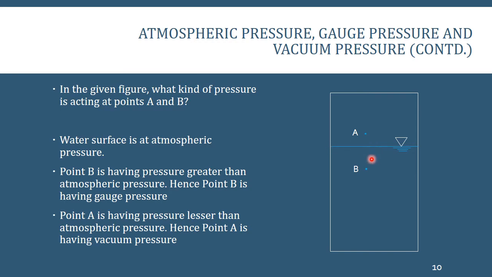Okay, so as we move down in a fluid, pressure will increase. As we move up in a fluid, pressure will decrease. You have to keep that in mind. So point B is the one that is having gauge pressure, and point A is the one that is having vacuum pressure.